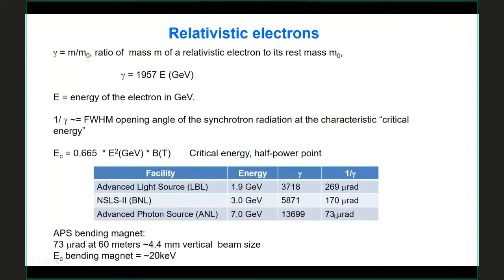So you see the intrinsic opening angle of the APS is 73 microradians. And that means that at a meter from the source, the beam would be 73 microns tall. At 100 meters, it would be 7.3 millimeters tall. An APS bending magnet, which is what we're going to be using today, has that opening angle. So the beam is about 4 millimeters in our station at the critical energy, which is about 20 kilo electron volts. And I'll get into this a little more.